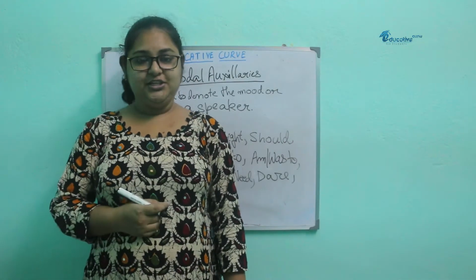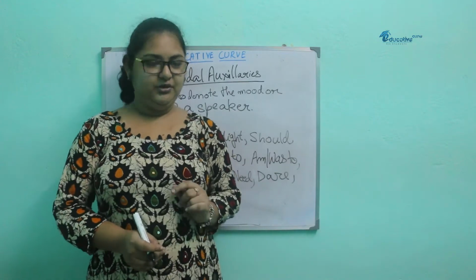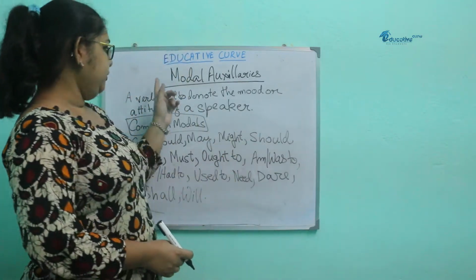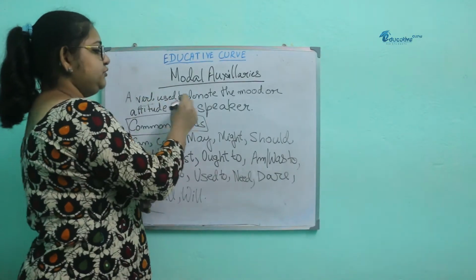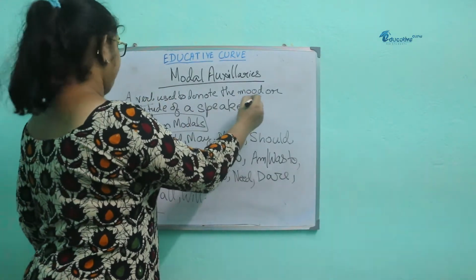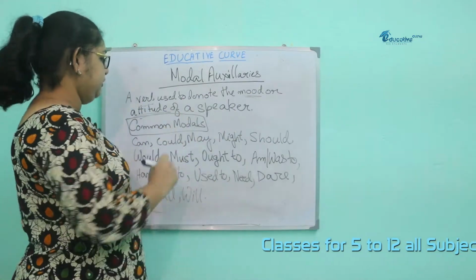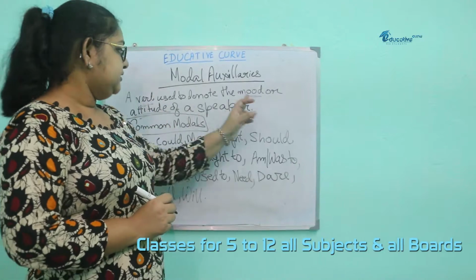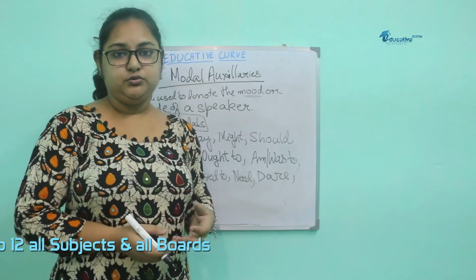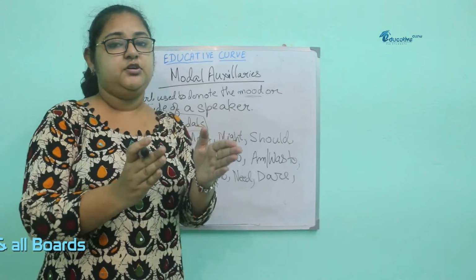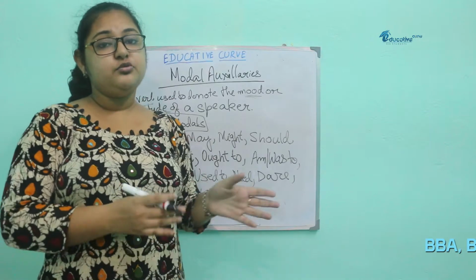This is Somrita and today we will learn about modal auxiliaries. Modal auxiliaries are the verbs that are used to denote the mood or the attitude of a speaker. These words describe what the speaker wants to do, the work that the speaker wants to do, and in what mode, in what medium, or in what way the work will be done.